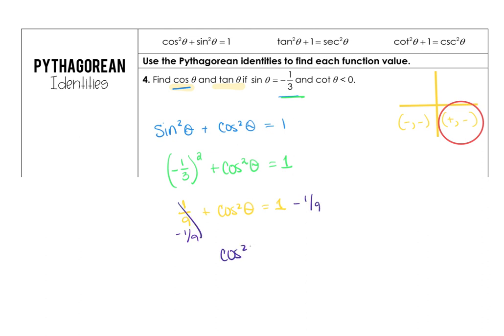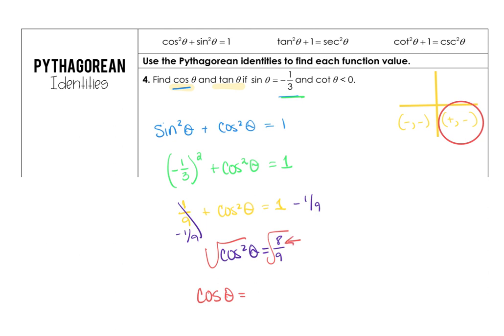Cosine squared. 1 is just 9 over 9. So 9 over 9 minus 1 over 9 is 8 over 9. And then I am going to take the square root of both sides. Normally I would say positive and negative root, but I know I'm in the fourth quadrant. Is my cosine positive or negative in the fourth quadrant, my x value? Positive, so I only have to consider the positive root.